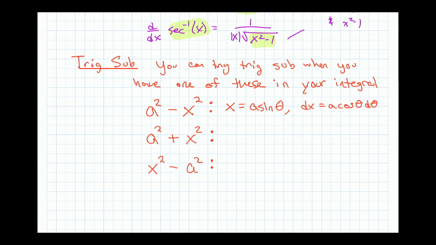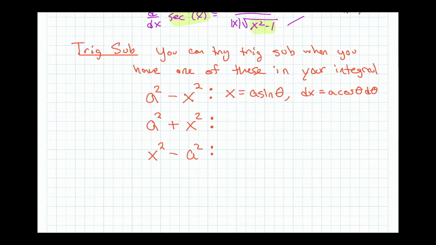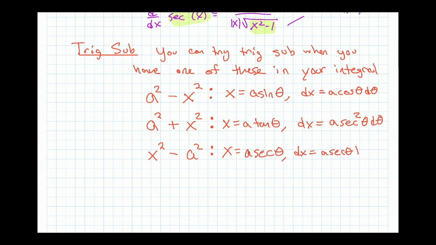And then for the next one, a squared plus x squared, well, that looks like the tangent one, right? That's the one with the plus. So we'll be using x equals a tan theta, and dx is going to be a secant squared theta d theta, right? The derivative of tangent is secant squared. Last one, x squared minus a squared, that is going to be a secant substitution. So a secant theta, and the dx then would be a secant theta tangent theta d theta.